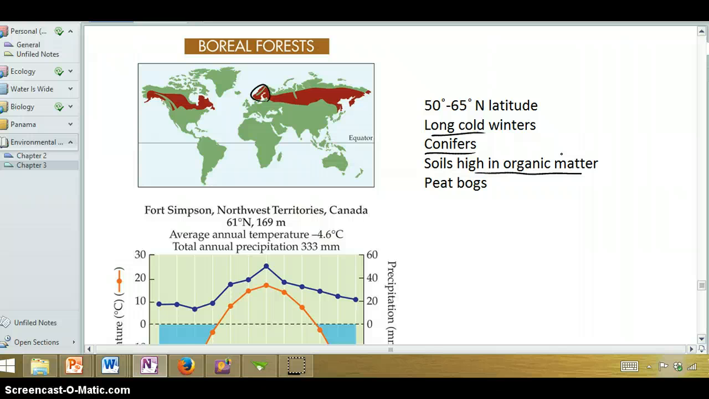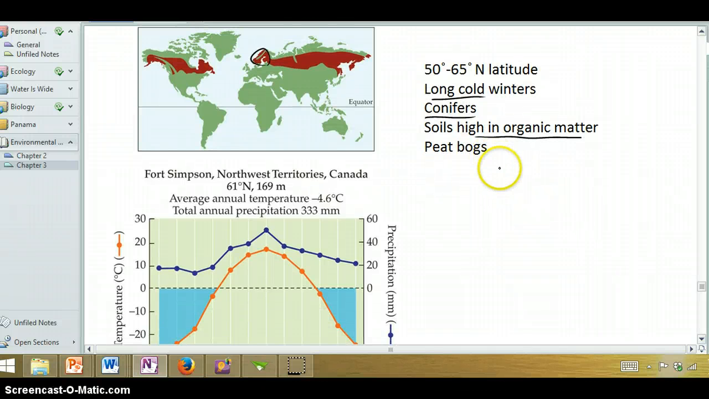They're also where you tend to find these things called peat bogs, which form from peat moss, and moss is a type of plant that's low to the ground, and again, because of the long winter, it doesn't decay to a large extent, so it just builds up year after year.